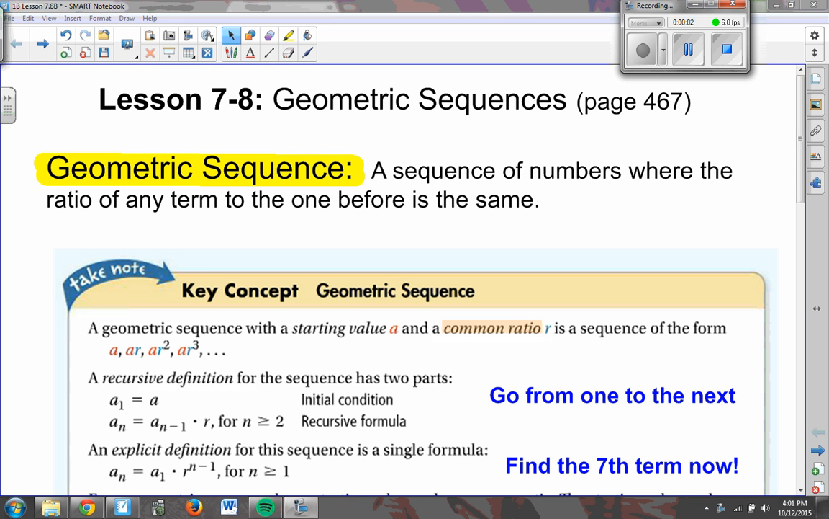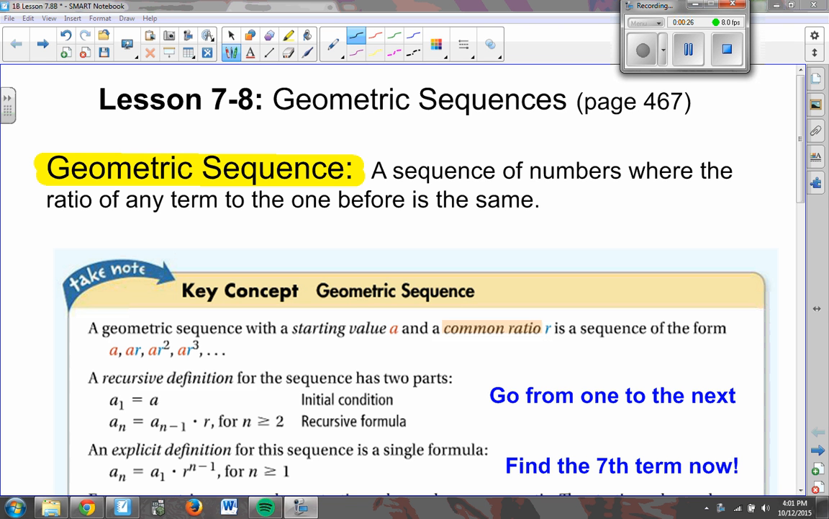All right, Algebra 1B students, welcome to part 2 of lesson 7-8, a little more about geometric sequences. Just as a reminder, a geometric sequence from our last video is a sequence of numbers where the ratio of any term to the next one or to the one before it is the same.